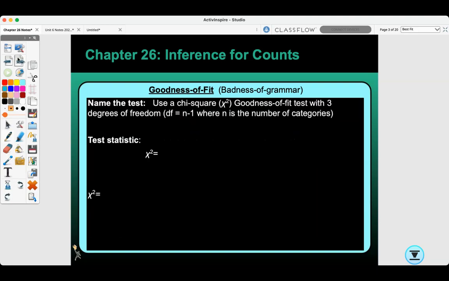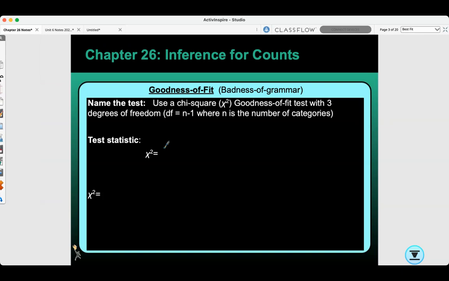So you need to name the test, just like we did with every other inference test. We're going to use the chi-squared goodness of fit test with 3 degrees of freedom. Our degrees of freedom are n minus 1, where n is the number of categories for the goodness of fit test. To find your test statistic chi-squared, you would use sigma of observed minus expected values, all squared, divided by expected. And you do need to show the work for this.